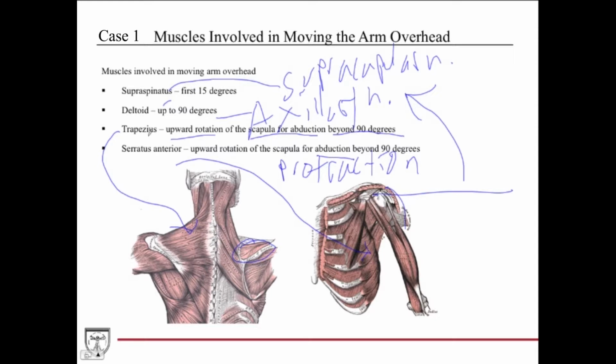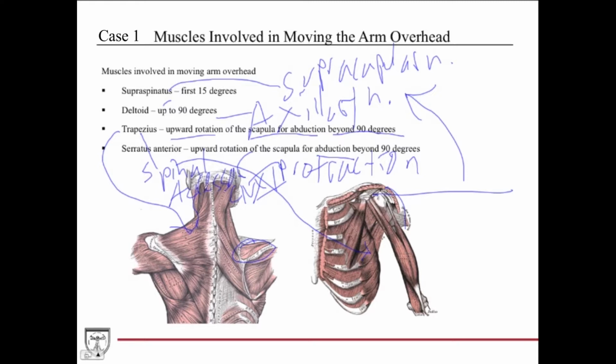Trapezius is shown here. This is spinal accessory nerve, which is cranial nerve 11. And this is a nerve that can get injured in neck surgery because it's traveling in the neck region. We'll talk more about that in the head and neck chapter. So again, this patient didn't have neck surgery.